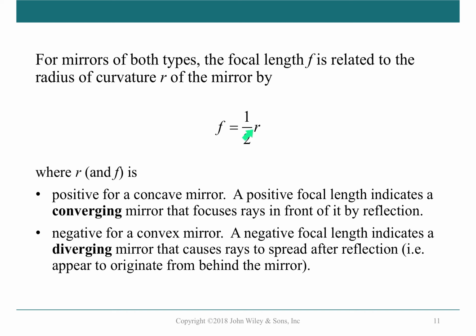For a convex mirror, r is negative, since it lies on the side of the mirror opposite the object to be imaged. This gives us a negative focal length, which means the focal point for a convex mirror will always be on the side of that mirror opposite an object that we're imaging. This indicates a diverging mirror that results in light rays spreading out after they reflect off of that mirror's surface, so that images appear to originate from behind the mirror itself. This is what we mean when we refer to a virtual image.